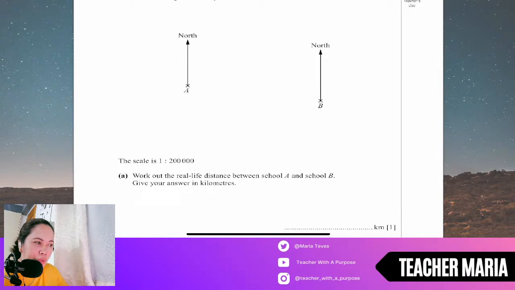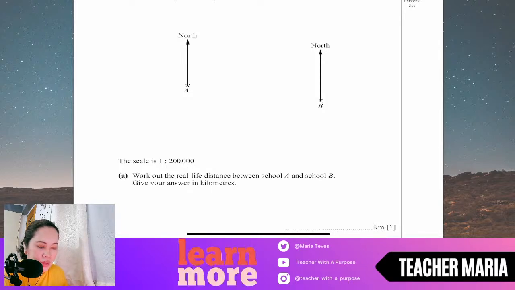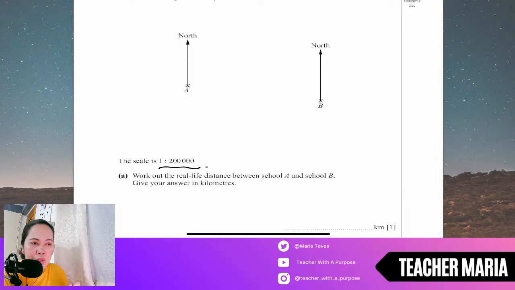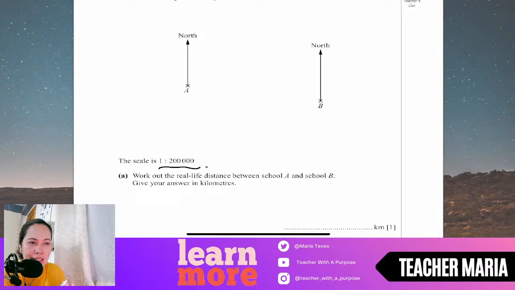Now, just a note to everyone, when there is a scale like this, where you have 1 to 200,000, that means that if there's no unit, both of them have the same unit. So it could be 1 cm is to 200,000 cm. So if there are no units given in a scale, that would tell you that both of them will have the same unit. So for this case, this should be 1 cm is to 200,000 cm. So work out the real life distance between school A and B.